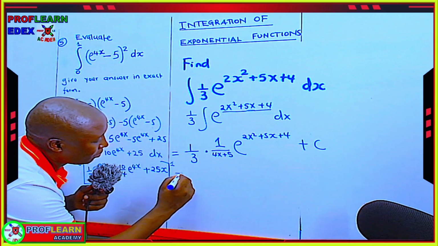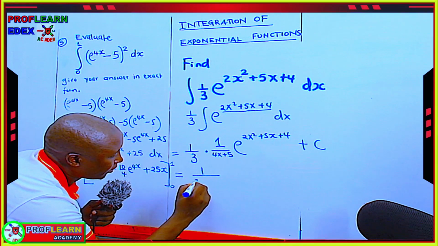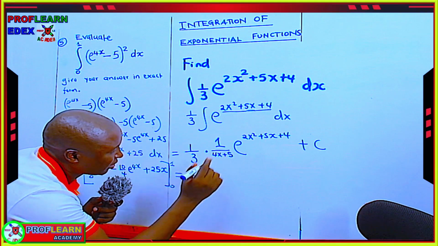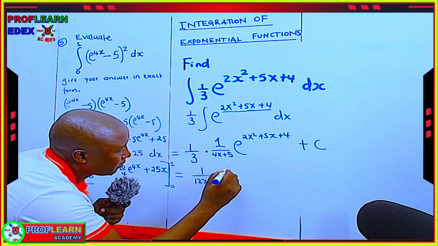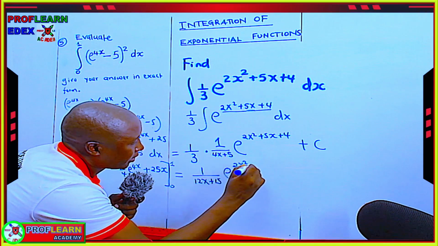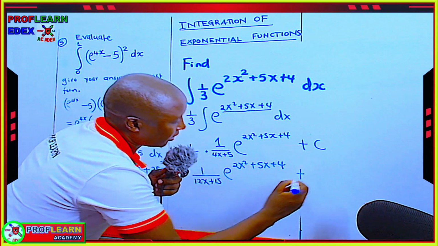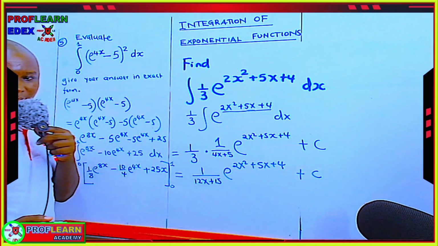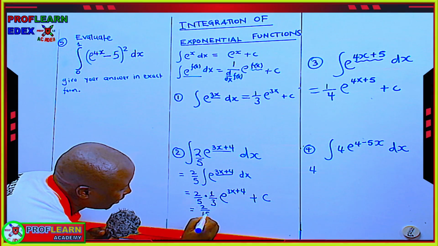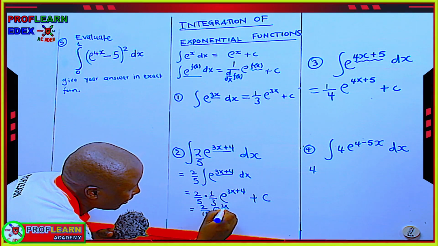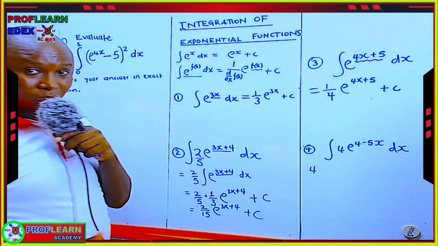Then now we can simplify this further. It will be 1 over 3 into brackets. Of course, this can translate to 12x plus 15, e to the 2x squared plus 5x plus 4. Then we shall say plus c, which is our constant. Simplifying this, it will be 2 over 15 e to the 3x plus 4, then plus c. That's what it will simplify to, right?